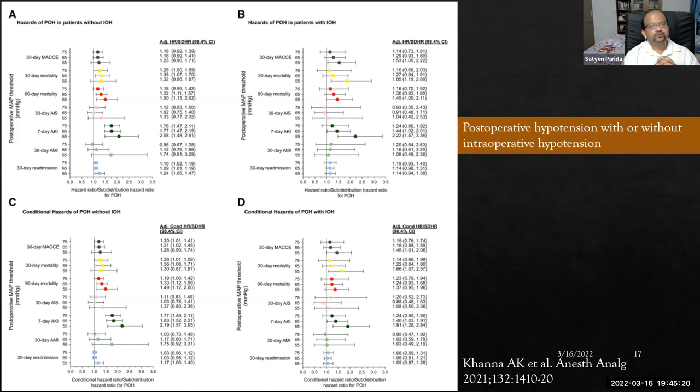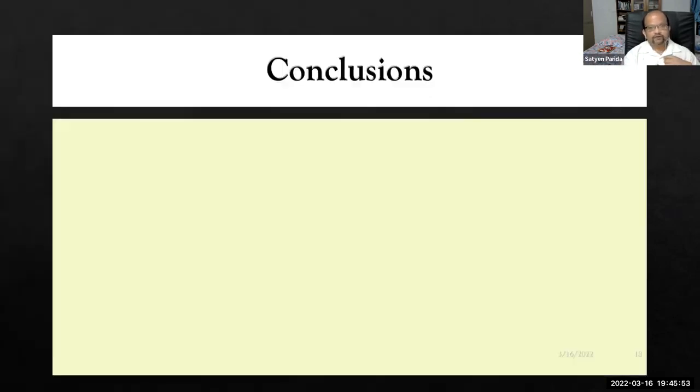Not only that, postoperative hypertension in this data set was independently associated with organ injury, with organ dysfunction, irrespective of whether there was associated intraoperative hypertension or not. So, with or without intraoperative hypertension, postoperative hypertension itself can wreak severe damage. And let's remember that postoperative blood pressures are something which we do not measure as meticulously as we do in the intraoperative period. So that's again something where we have to improve our clinical practice.